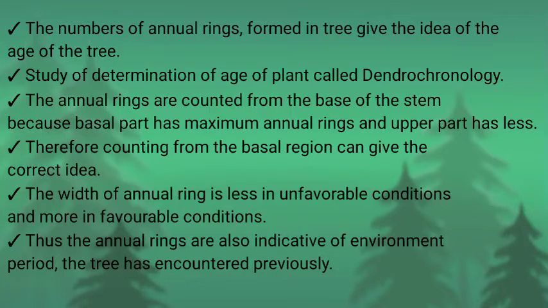The number of annual rings formed in a tree gives an idea of the age of the tree. The study of determination of the age of a plant is called dendrochronology. The annual rings are counted from the base of the stem because the basal part has the maximum annual rings and the upper part has fewer annual rings. Therefore, counting from the basal region can give the correct idea.